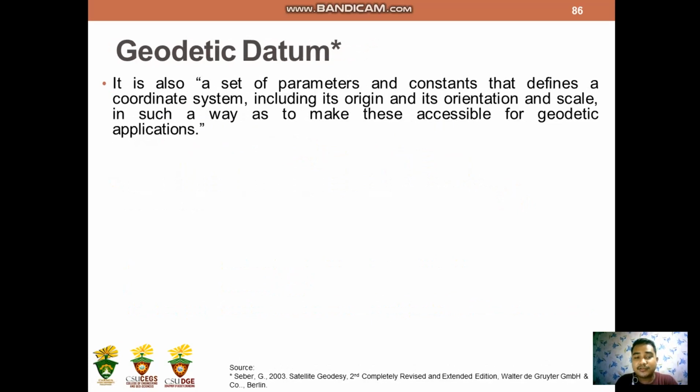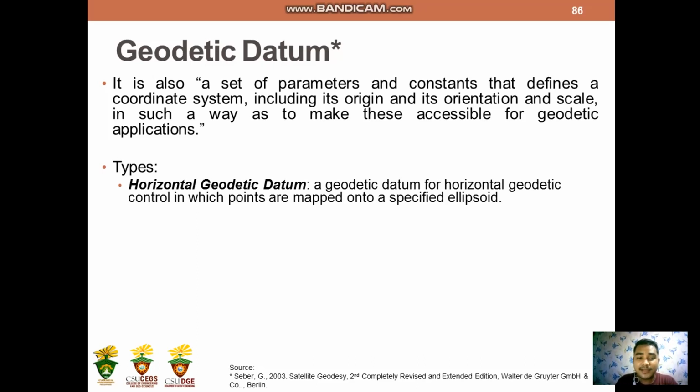And geodetic datum is a set of parameters and constants that defines a coordinate system, including its origin, its orientation and scale, in such a way as to make this accessible for geodetic applications. There are types of geodetic datum, namely the horizontal geodetic datum. This is for horizontal geodetic control, in which points are mapped into the specified ellipsoid. So when we say horizontal, it's merely for horizontal control, the establishment of a geodetic datum for horizontal geodetic control.